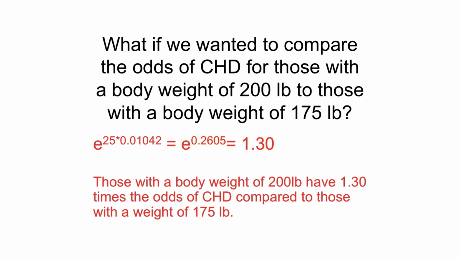So this means that those with a body weight of 200 pounds have 1.3 times the odds of CHD compared to those with a body weight of 175 pounds. Or we can say that the odds of CHD increase by 30% for those who weigh 200 pounds compared to those who weigh 175 pounds.